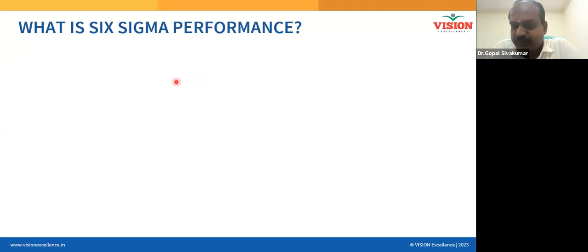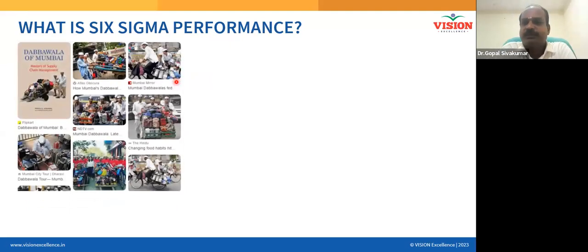To understand Six Sigma performance, let's take the case of the Dabbawalas in Mumbai. We all know Mumbai, right? It's a very good city where nearly 20 plus million people live. And in the same city, there is a team of about 5,000 people who are called Dabbawalas. You know what they do? They do a service by which they carry your lunch bags. They collect your lunch bag from your house and bring it to your office, and then again collect it back in the evening and hand it over to your house. This is their job.